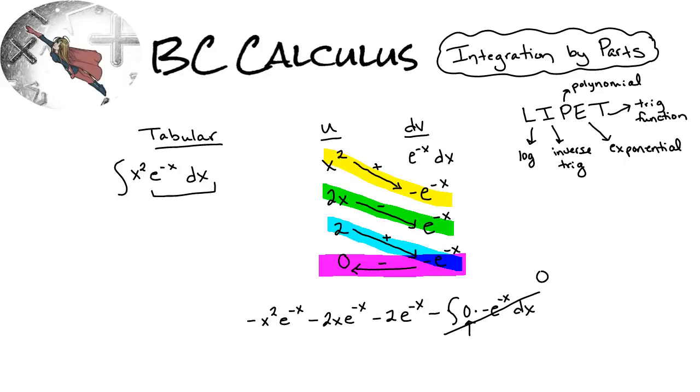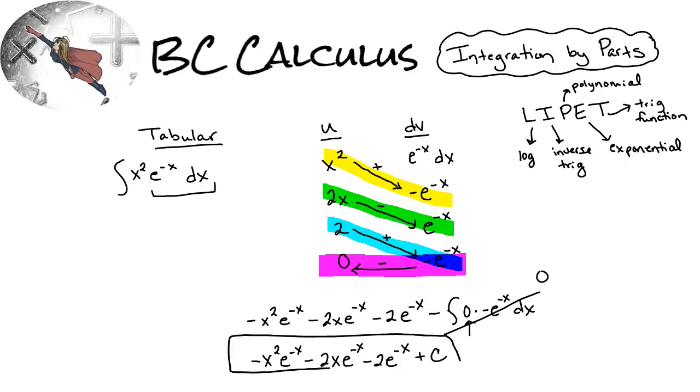So our final answer is going to be negative x squared e to the negative x minus 2x e to the negative x minus 2e to the negative x, and then it was an integral that we were doing, so we have to write plus c at the end because it was an indefinite integral.